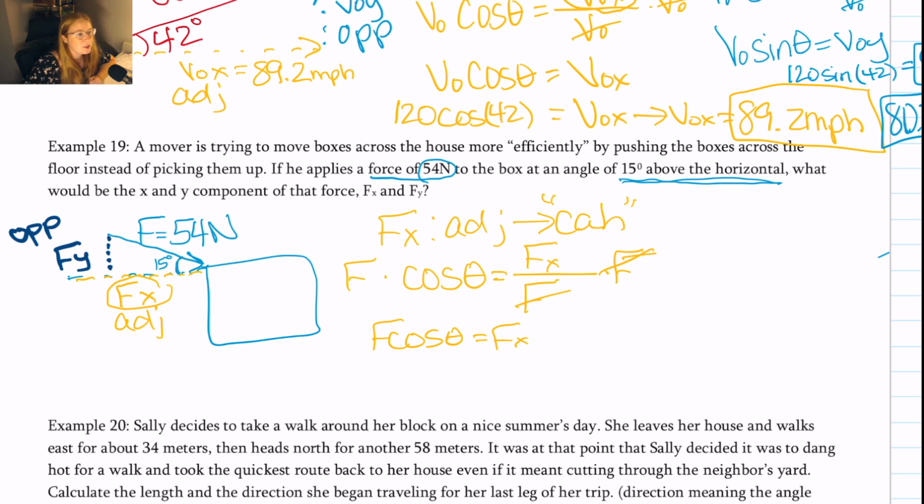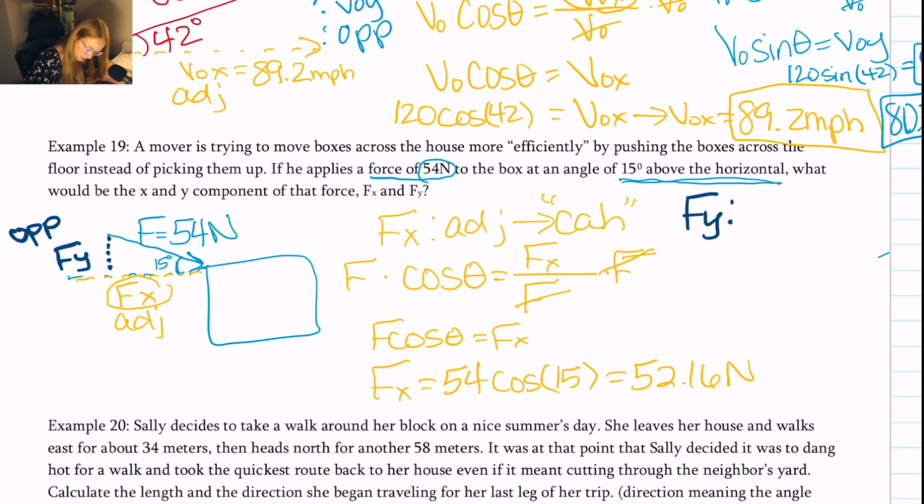Okay, so then you end up with F cosine theta equals Fx. Let's solve for Fx. Let's plug in our numbers. So the force is 54, cosine, and then the angle is 15. And you get 52.16.